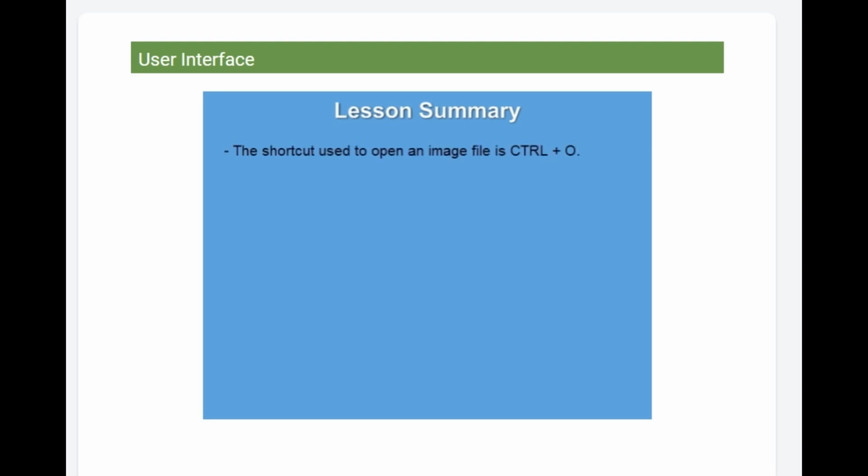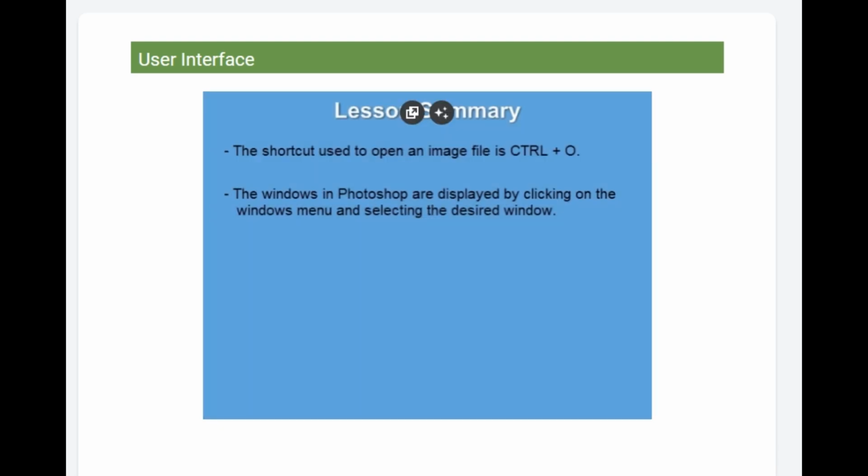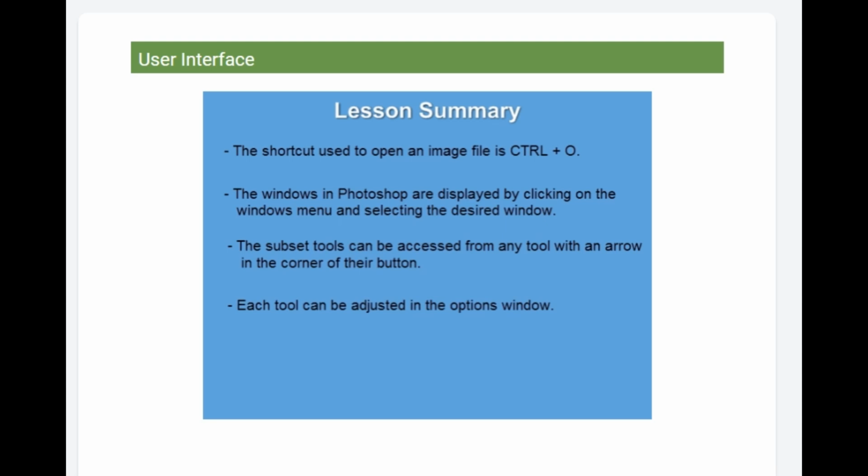The shortcut used to open an image file is Ctrl+O. The windows in Photoshop are displayed by clicking on the window. The subset tools can be accessed from any tool with an arrow in the corner of their button. Each tool can be adjusted in the Options window. The workspace can be personalized from the Windows menu and saved as a preset workspace of your choice.